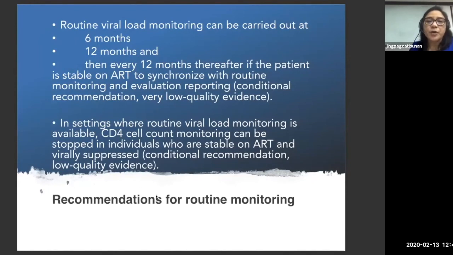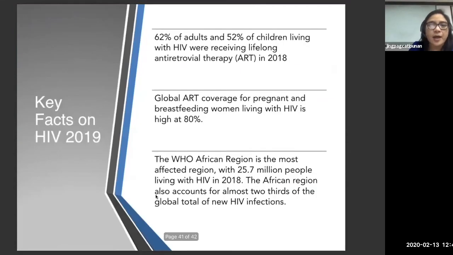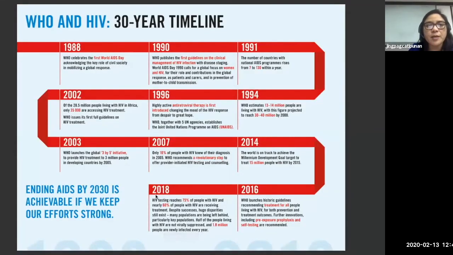The recommendation for routine monitoring is to do viral load monitoring at 6 months, then at 12 months, and then every 12 months thereafter if the patient is stable on ART, to synchronize with the routine monitoring of the patient. I think I have to skip the other key facts on HIV.